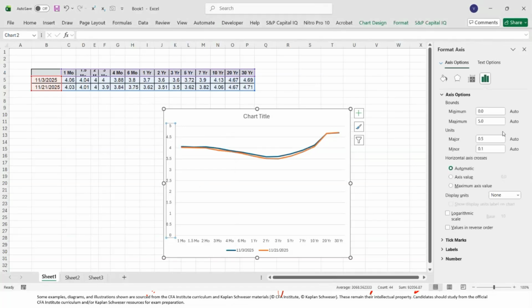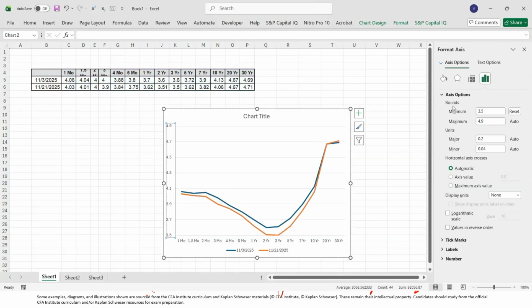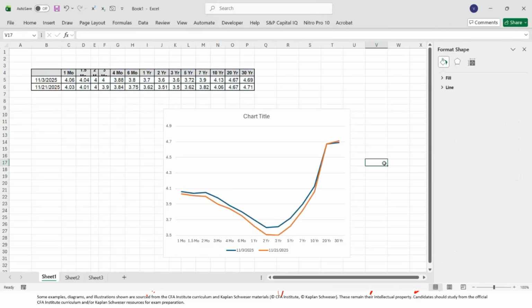Not at all something which is going to bother you a lot. You can simply say start at 3.5% so that I can have a better understanding of how the yield curve has moved. So yield curves don't move very large. They show very, very small movement. And this is how the yield curve has moved throughout the last 17, 18 days in the US market.